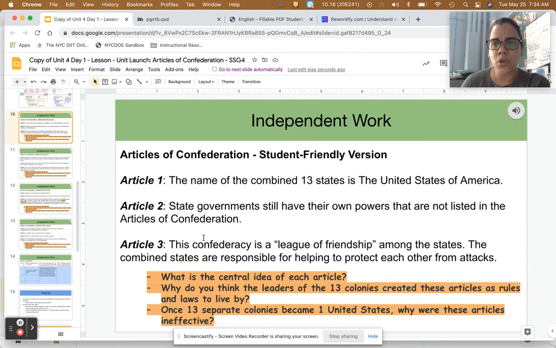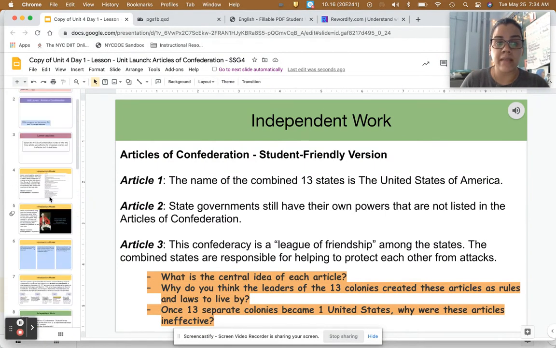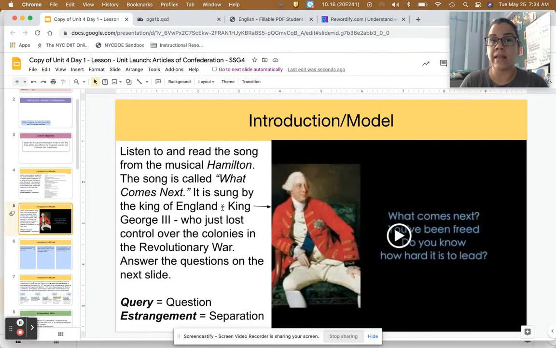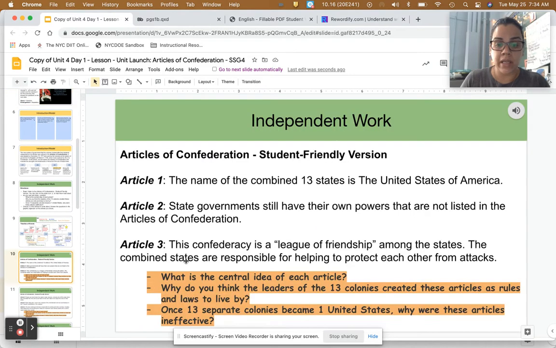And how do we know what those powers are if they're not written anywhere? How do we make sure that all states have equal amounts of power, right? Because again, we don't want to repeat the same mistake from King George, right? The colonists did not like that one country had all the power over the 13 colonies. I don't think that we want one state to have more power than the other 12, right? So those are some big questions that have to be answered.